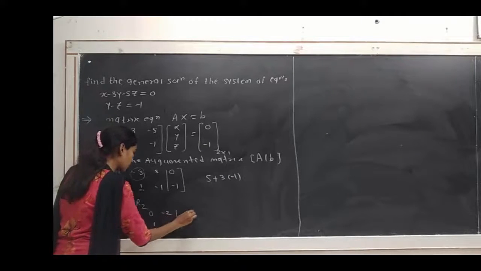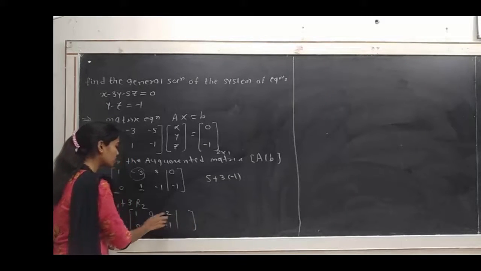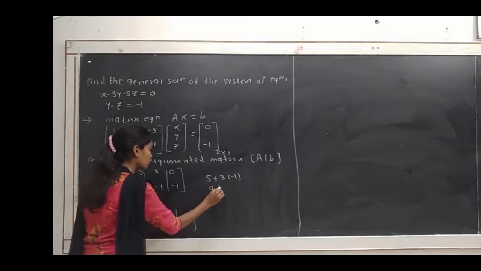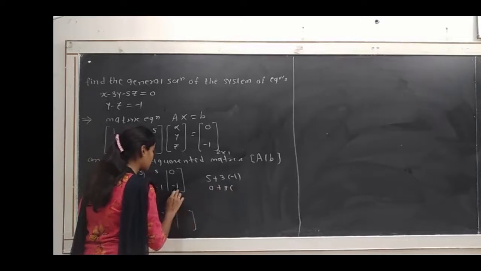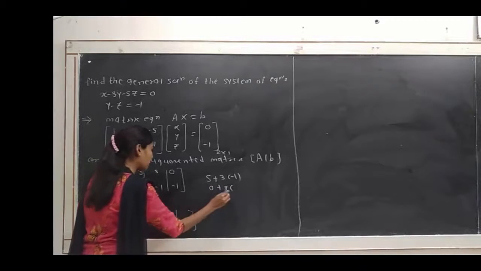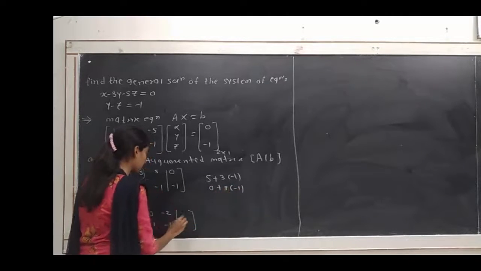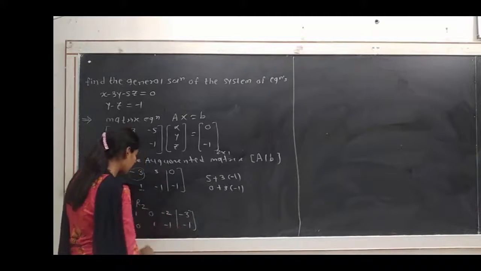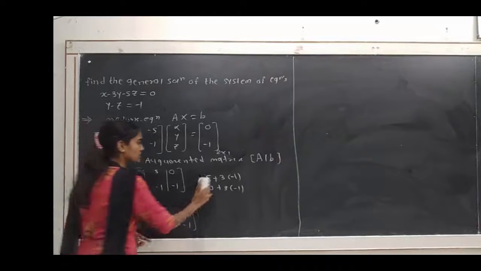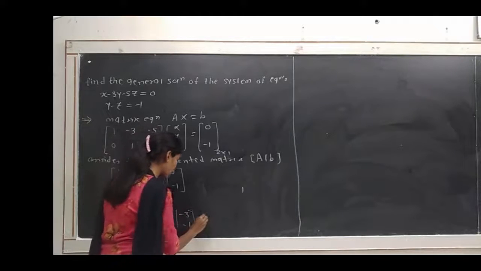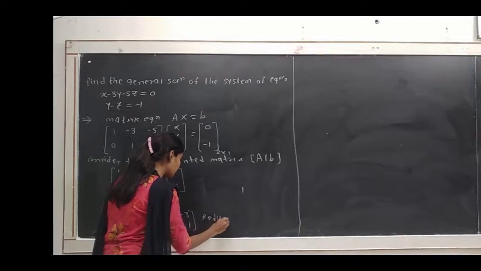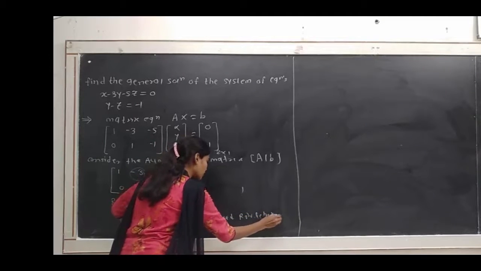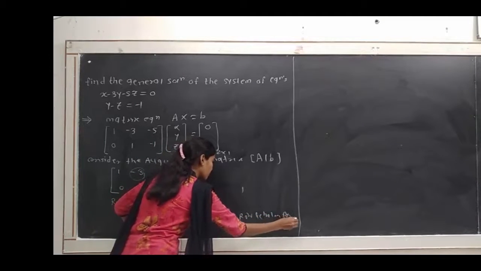We have to apply the same operation on the last column as well. So this element also changes: 0 plus 3 into the entry of the R2 row, which is minus 1, so 0 plus 3 into minus 1 gives minus 3, and the second row remains as it is. So this is the reduced row echelon form of the matrix.